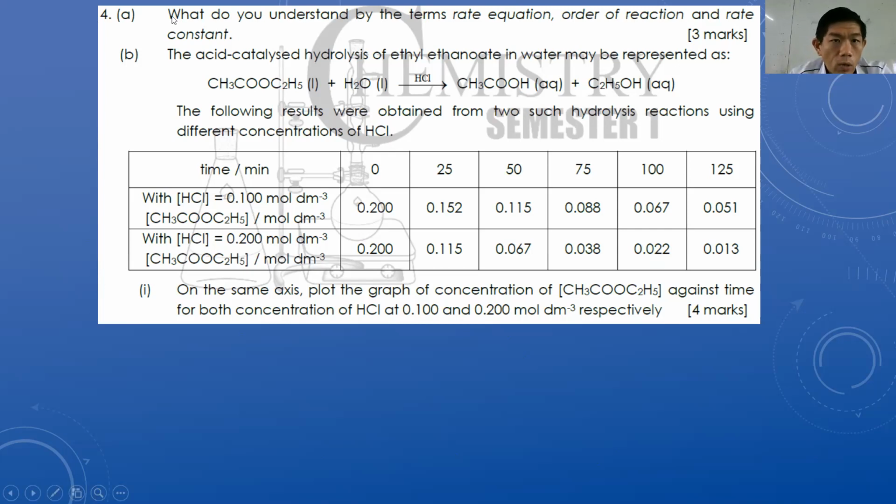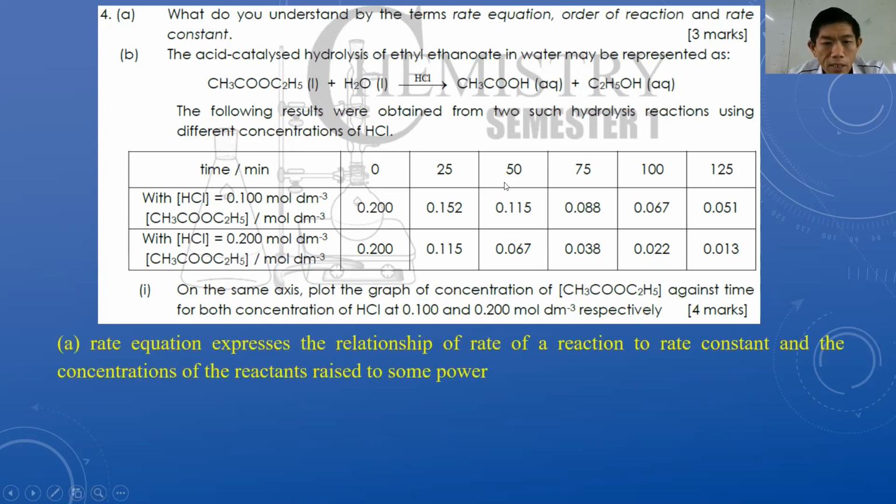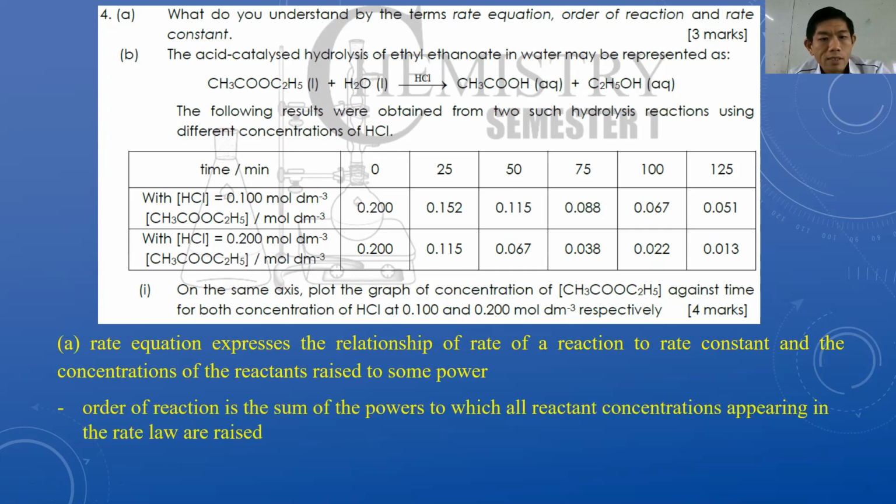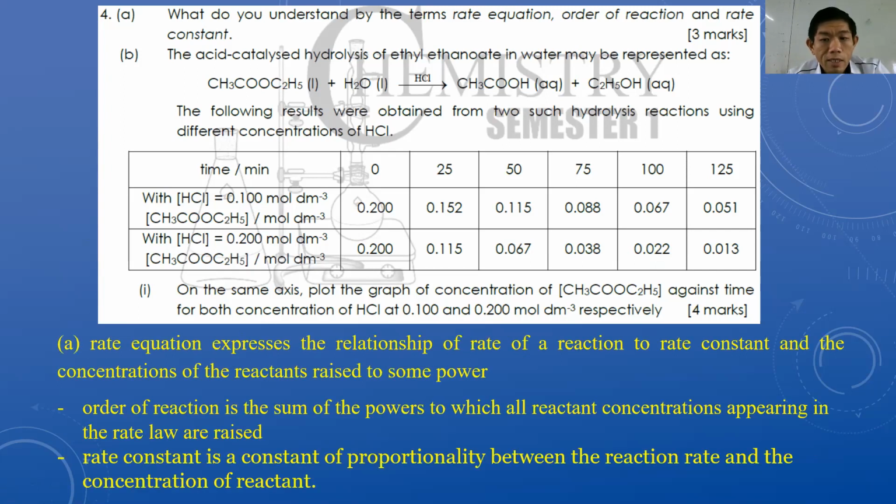Okay. So what do you understand in terms of rate equation? You have to learn how to define first. So the rate equation expresses the relationship of the rate of reaction to the rate constant and the concentration raised to some power. That is the rate equation. Then the order of reaction is the sum of the powers to which all reactant concentrations appearing in the rate law are raised, and the rate constant is the proportionality constant that relates the rate of reaction to the concentration of reactant raised to some power. So these are the 3 very basic definitions. Hopefully you'll be able to define accordingly. Then we continue with B.